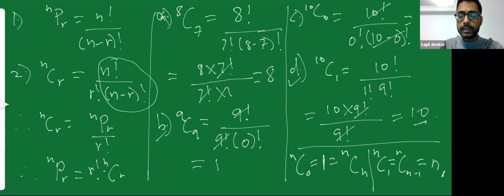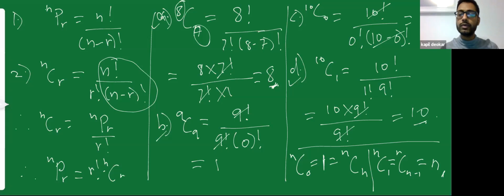Similarly, nC(n minus 1). Consider example A for that: you have 8 over here, and instead of r, you have the (n minus 1)th term. 8 minus 1 is 7. So if you have one term less, the answer is equal to n itself. So 8C(8 minus 1), that is 8C7, the answer is 8. 10C9, the answer would be 10. 100C99, the answer would be 100. So the formula for nC1 and nC(n minus 1) gives me directly n.